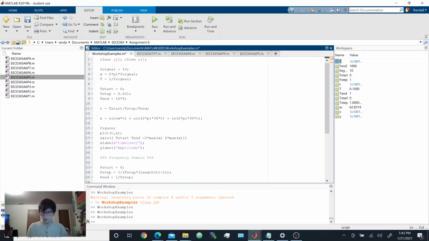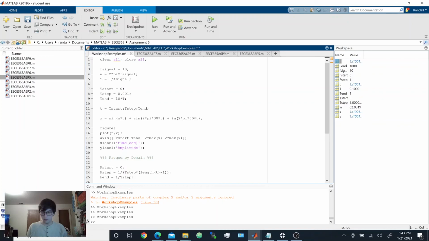Undefined function in. Did I? Oh. MATLAB's so friendly. If you do something wrong, it just kind of tells you what you did wrong most of the time. Okay.